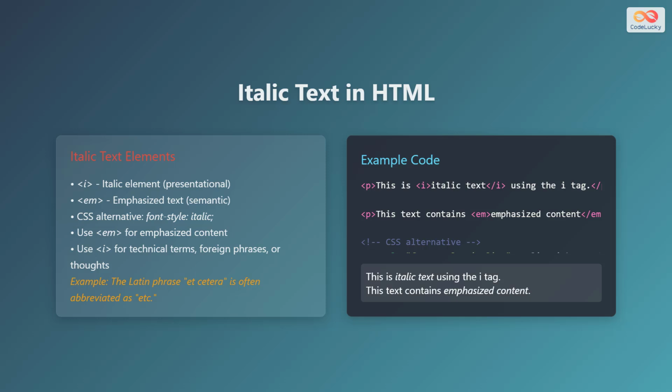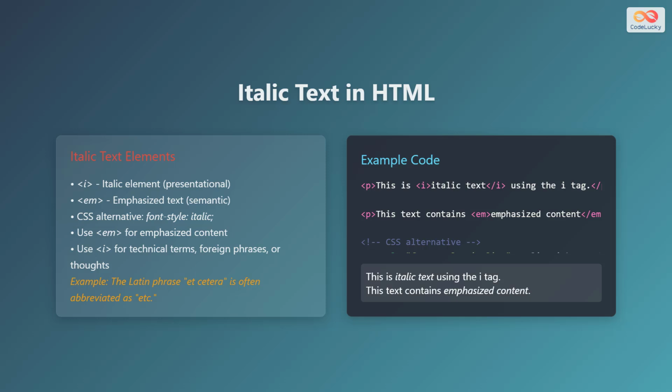Next, let's explore italic text in HTML. Similar to bold text, there are a couple of elements for italicizing text. There is the I tag, which is the italic element and is mainly presentational. And there's the EM tag, which stands for emphasized text, and has semantic meaning. You can also use CSS with the property font-style: italic.